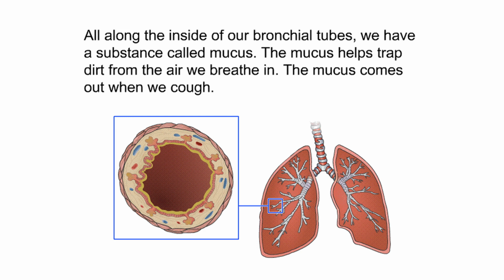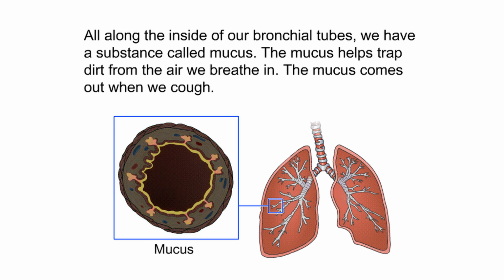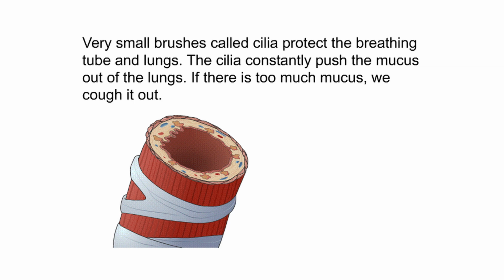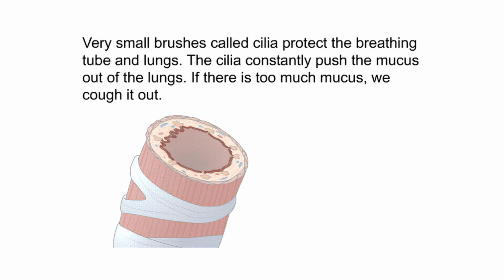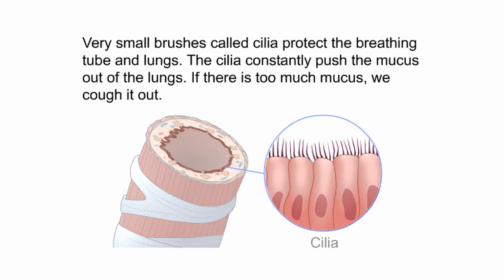All along the inside of our bronchial tubes we have a substance called mucus. The mucus helps trap dirt from the air we breathe in. The mucus comes out when we cough. Very small brushes called cilia protect the breathing tube and lungs. The cilia constantly push the mucus out of the lungs. If there is too much mucus, we cough it out.